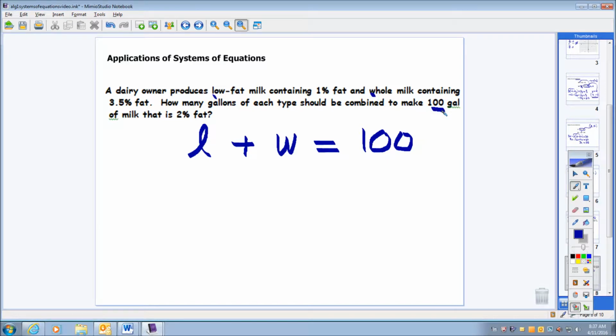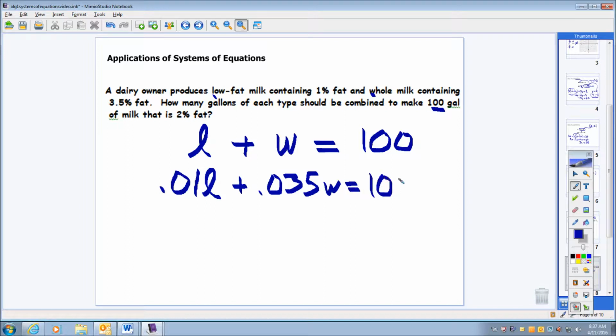Okay, the second equation is a little tricky. The mixture is the low fat's 1% fat, so we're going to write 1% as 0.01. Remember, not 0.1, that's 10%. 1% low fat plus 3.5% whole milk is 3.5% fat. Remember, that's 0.035. Now the mixture, we're going to take the same 100 gallons and mix in the 2%. So we're going to multiply it by 0.02.